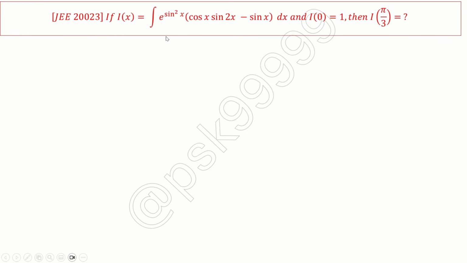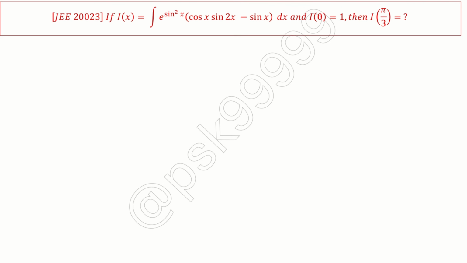If I of x equals the integration of e to the power of sine square x into cos x, sin 2x minus sin x dx, and I of 0 equals 1, then what is the value of I of pi by 3? Whenever you see e to the power of something in integration, we have one formula which we generally use: integration of e to the power of x into f dash x plus f of x dx is nothing but e to the power of x into f of x.